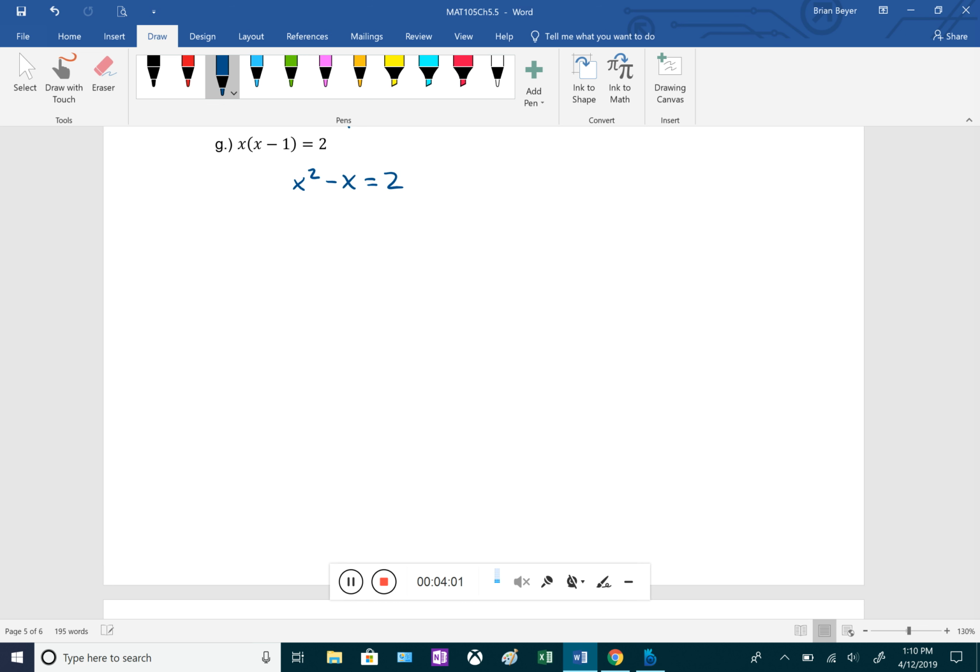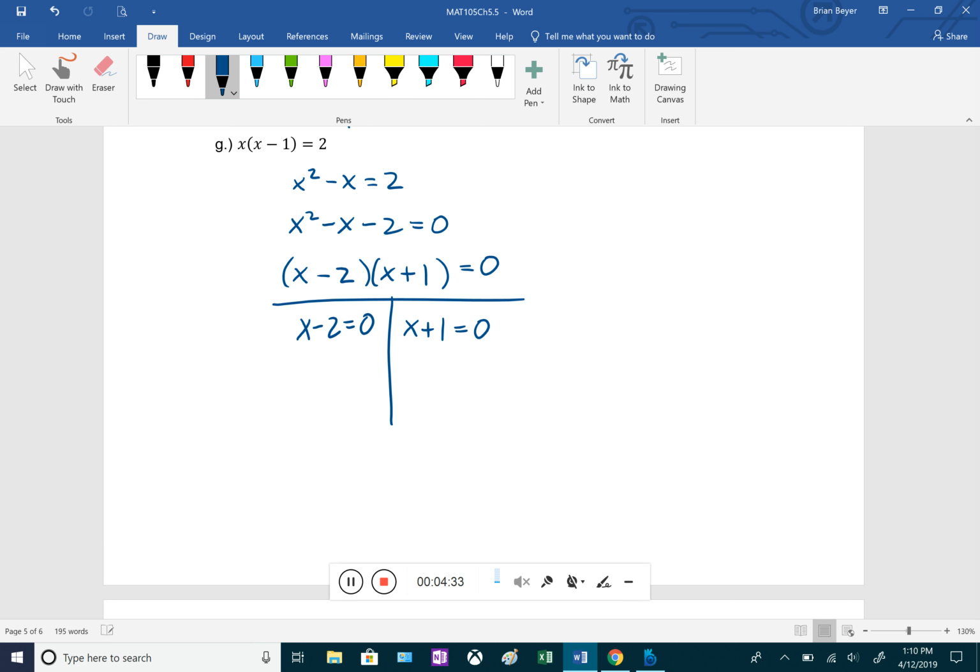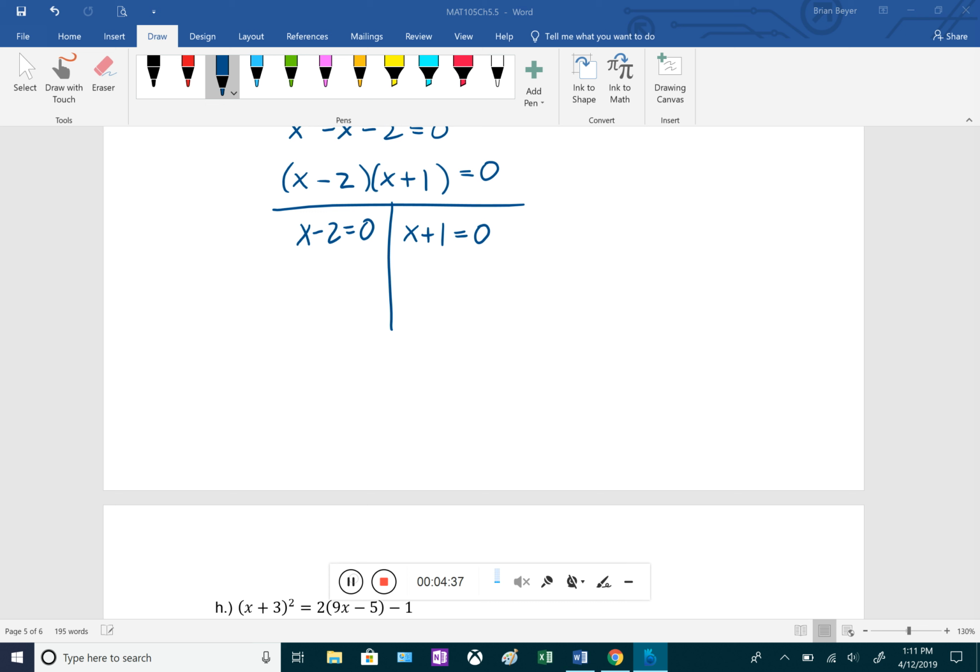Then we want to get everything on one side set equal to 0. We get x squared minus x, subtract 2 on both sides, so minus 2 equals 0. And then we can factor this just like we've been doing. Two numbers that multiply to negative 2 that also add to negative 1 are going to be negative 2 and positive 1. So x minus 2 times x plus 1 equals 0, zero product property. That means either this factor has to equal 0 or this factor has to equal 0. We solve them both separately. And we get, add 2 on both sides, x equals 2. Subtract 1 on both sides, x equals negative 1. So those are our answers, our solution set. x equals negative 1 and x equals 2.